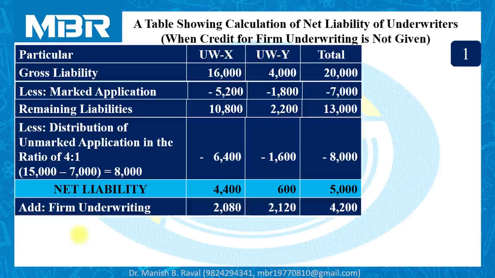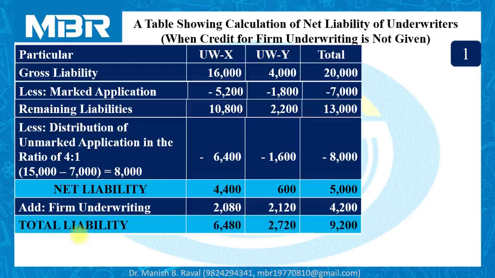Firm underwriting by X is for 2,080 shares and 2,120 shares by underwriter Y. So in total, firm underwriting for both the underwriters is for 4,200 shares. So total liability: X 6,480 shares and Y 2,720 shares. So the total number of shares to be purchased by underwriters X and Y in all is 9,200.